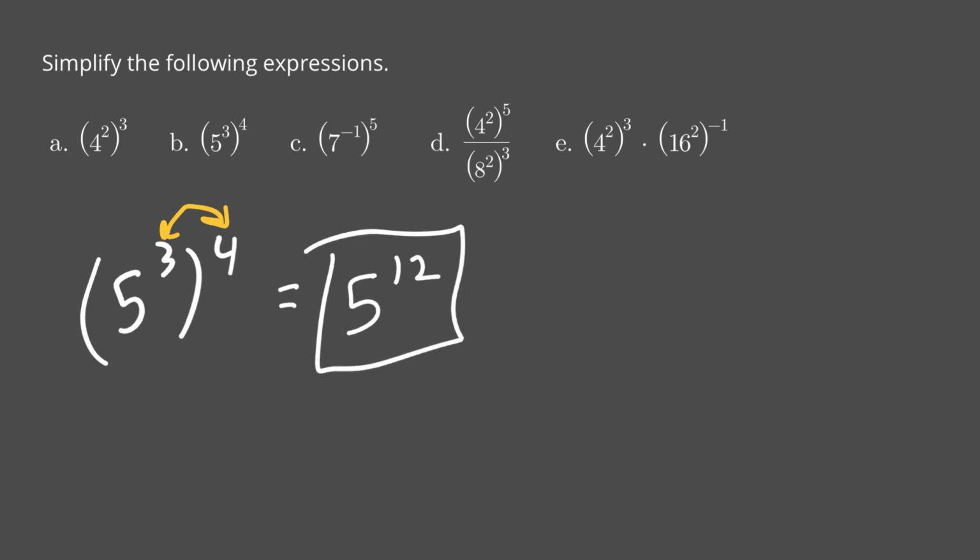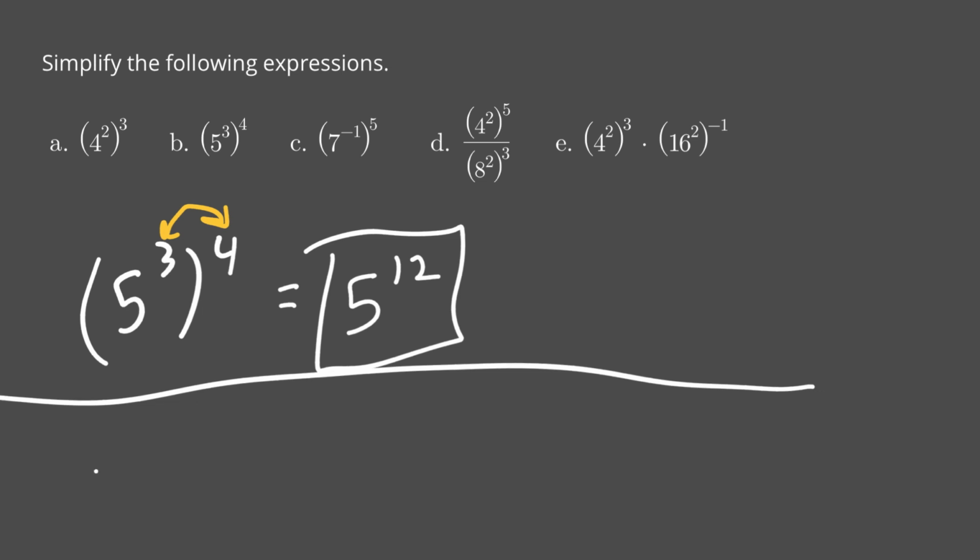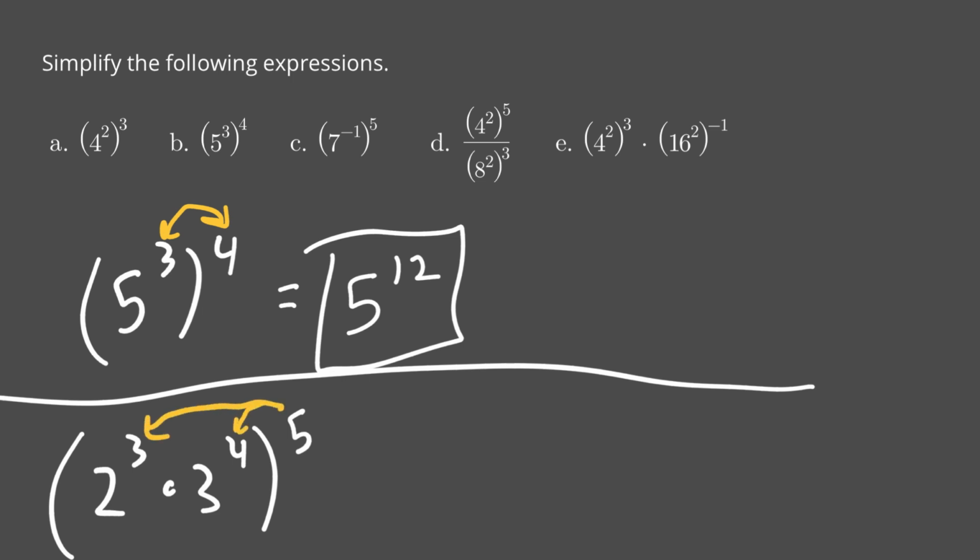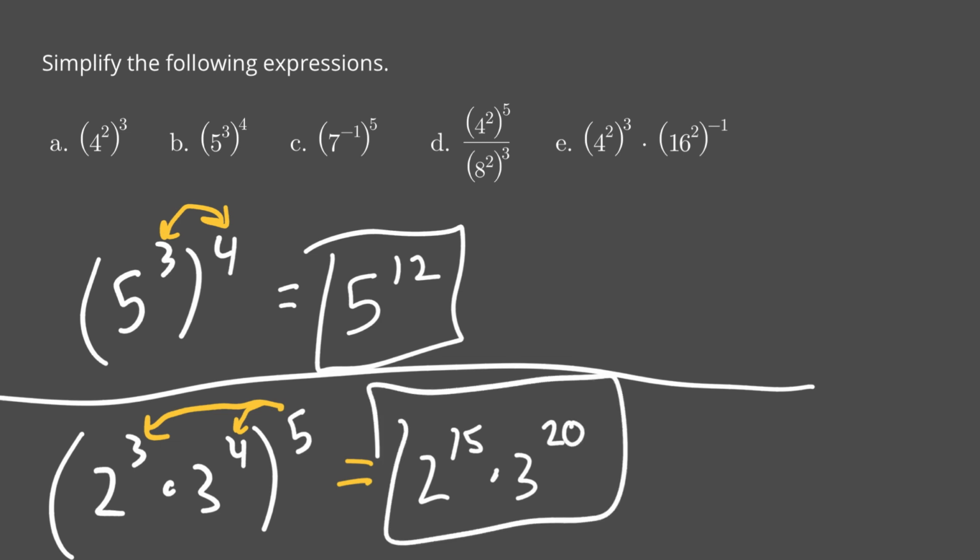Okay, and for example, in the previous problem, I mentioned distributing. So if I had 2 to the power 3 times 3 to the power 4, all to the power of 5, you would again distribute and multiply the exponent to everything inside the parentheses. So this would give us 2 to the power 15 times 3 to the power 20. Okay, now that we understand that, let's move on to some negative exponents.